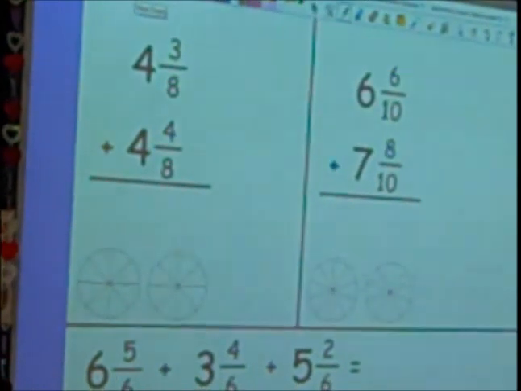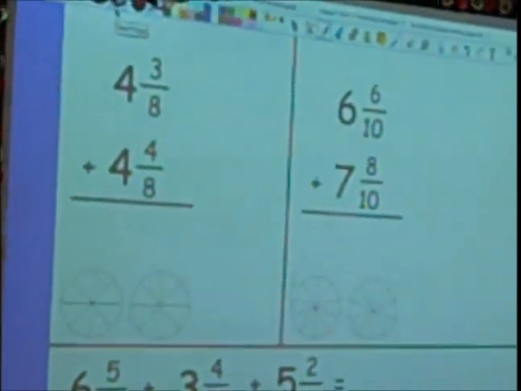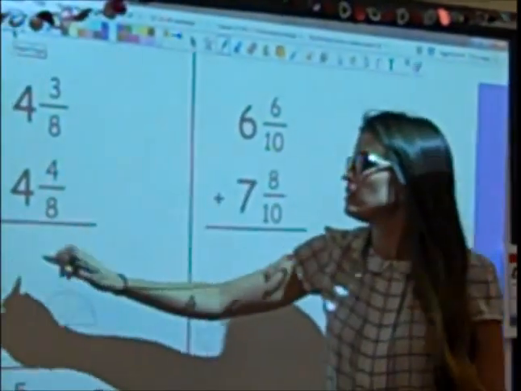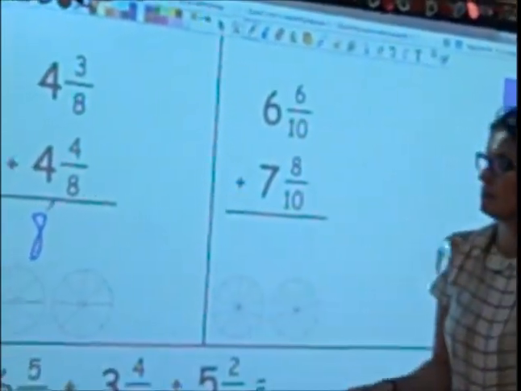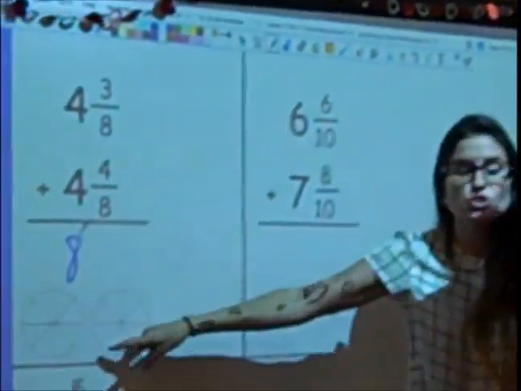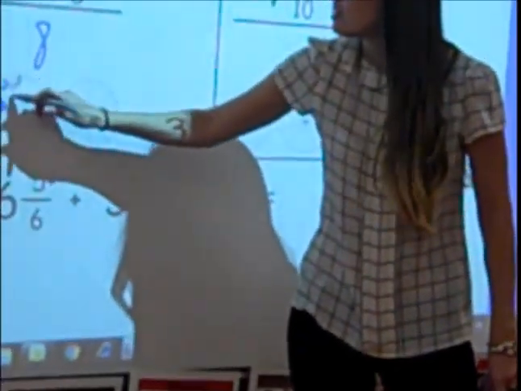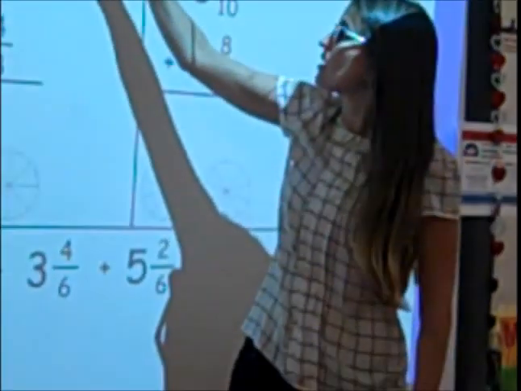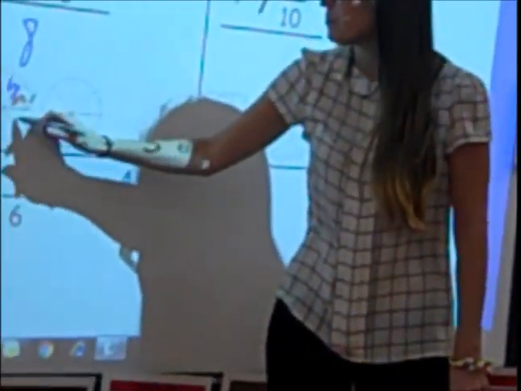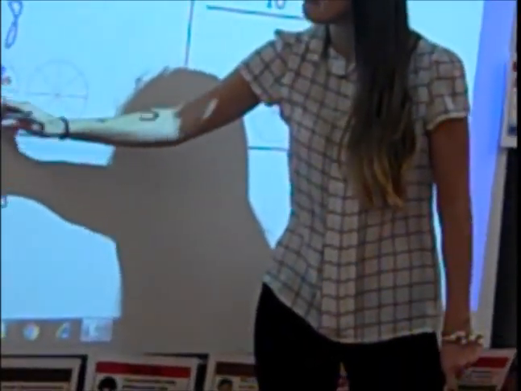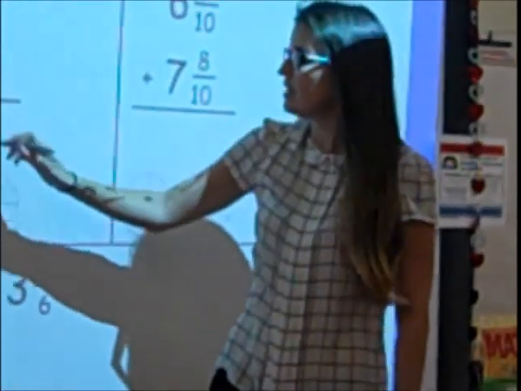So when you're doing mixed numbers, you add your mixed numbers first. 4 plus 4, 8. And then down here, they can shade their models if they want to. They have 3/8. And then they're going to come in with 4 more. How many is that? 7/8.